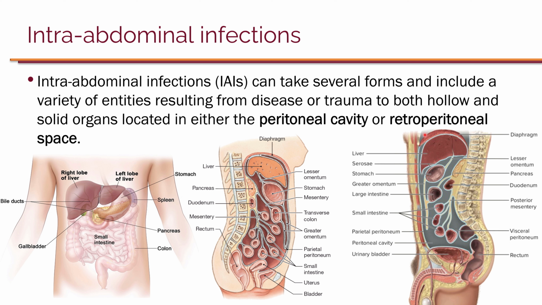Now, retroperitoneal space is behind the peritoneal space. So retro means behind. So you can see that, essentially in this picture, the darker color is the peritoneal space. Behind it are the pancreas and duodenum, and this space between pancreas and duodenum, which is behind the peritoneal space, is referred to as the retroperitoneal space. That's present in both female and male.